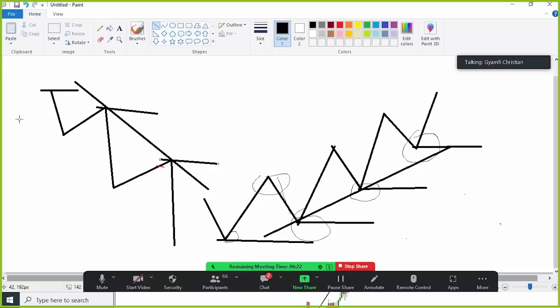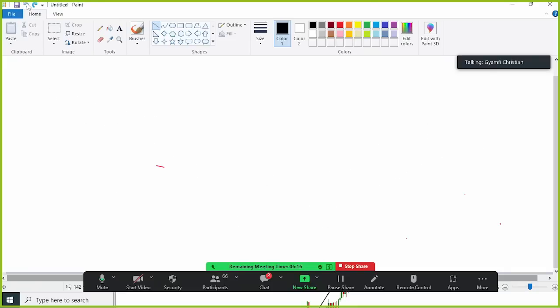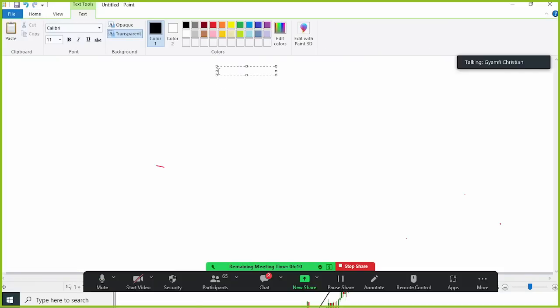Now let's quickly go to the types of trends that we have. For the sake of our new people, we have 3 different trends.